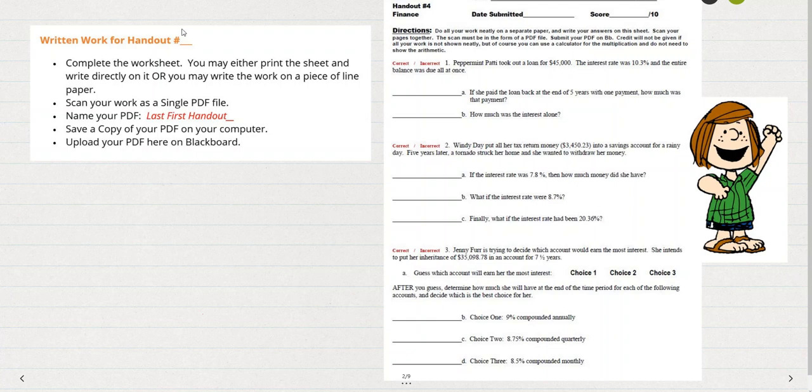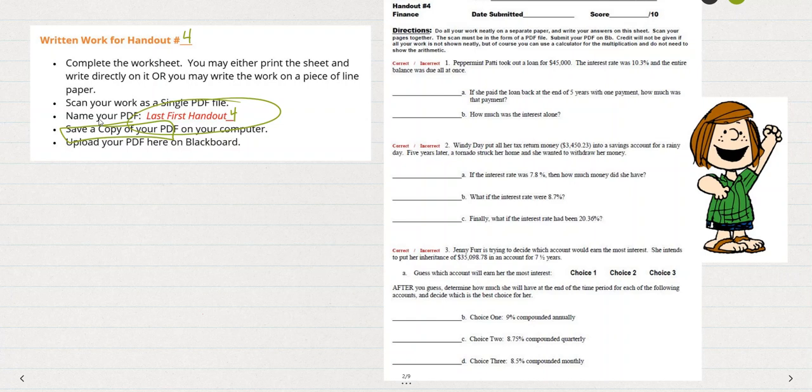Now, by the way, don't forget that when you finish your work, you'll need to submit a scan of your written work. So make sure that as you're watching this video, you're taking down good notes that you can have ready to scan to submit. This should be titled your last name, first name, and then handout 4, and it should be a single PDF file. I'm going to really recommend that you save a copy of your PDF on your computer and then upload that PDF to Blackboard.